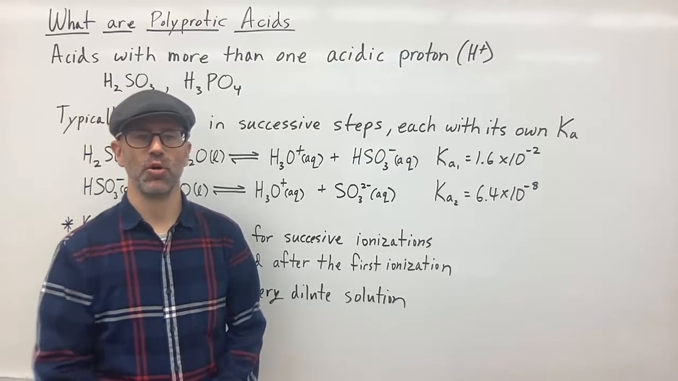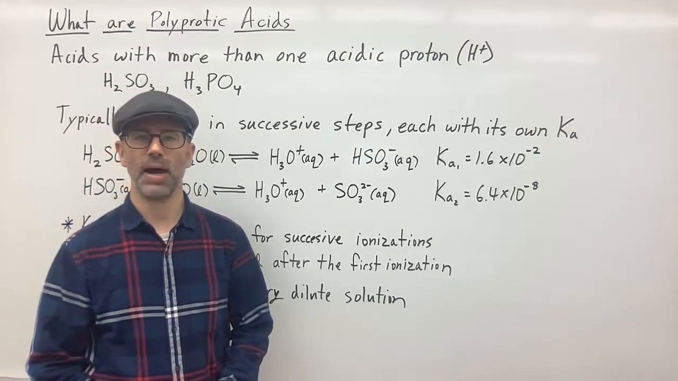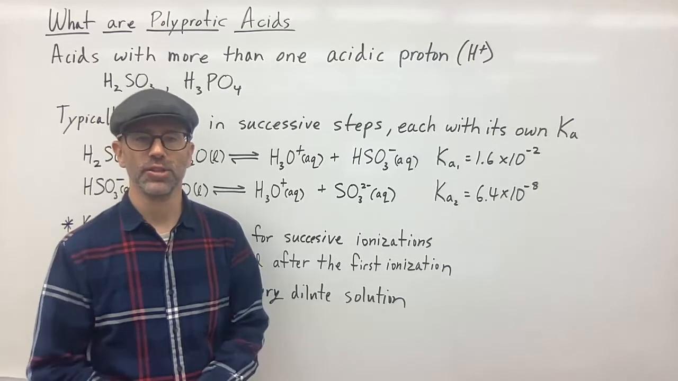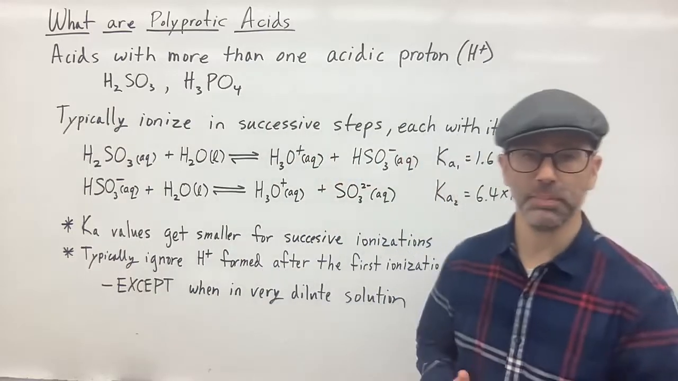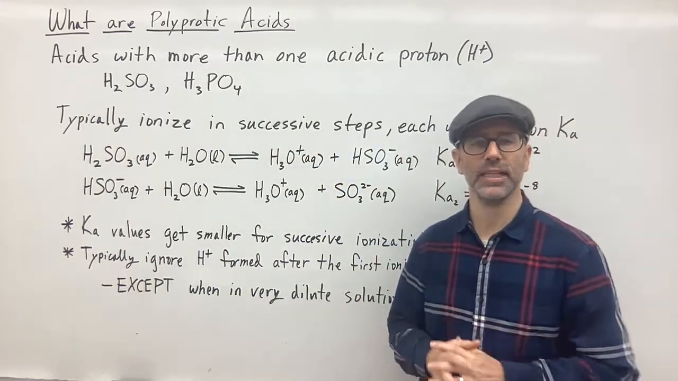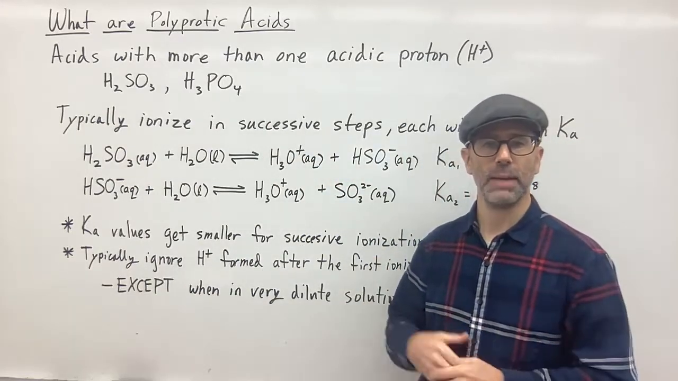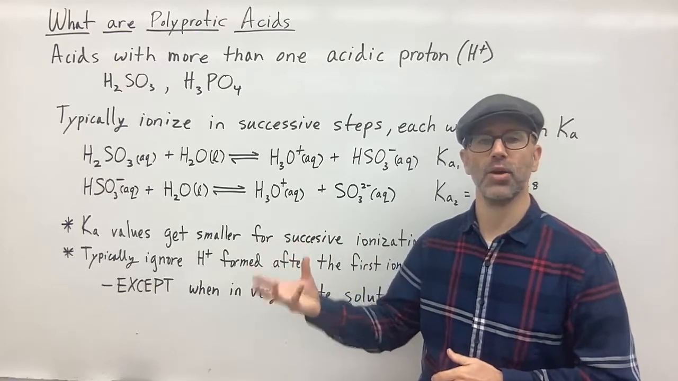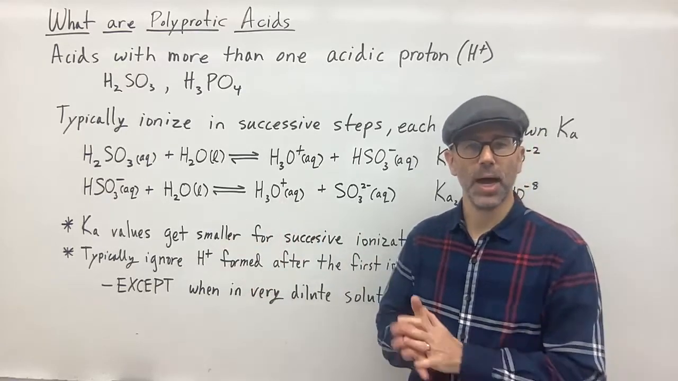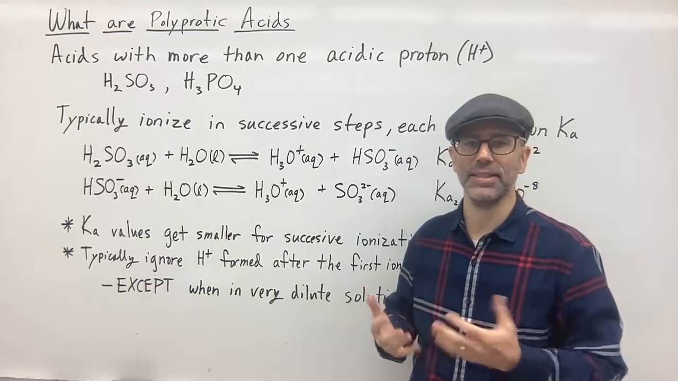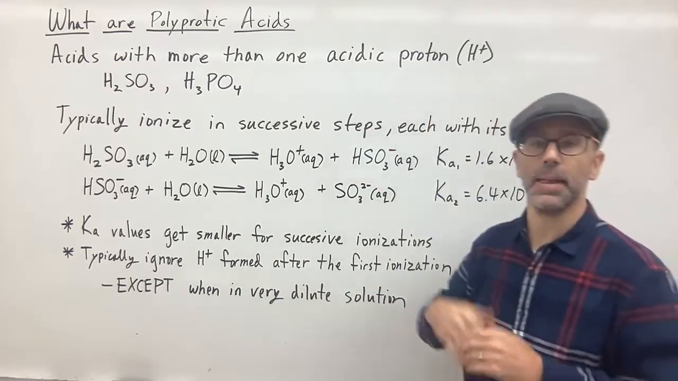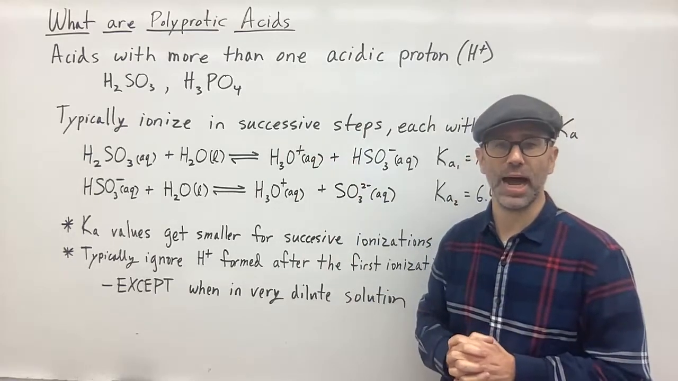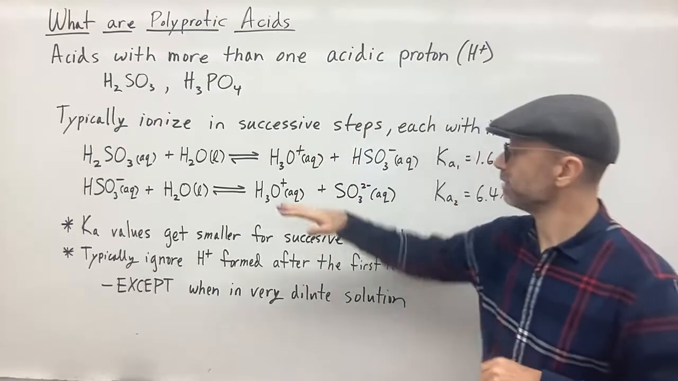My name is Mr. Koval, and in this video we're going to talk about polyprotic acids. So let's get into this. What is a polyprotic acid? A polyprotic acid, as the name indicates, poly meaning many and protic referring to proton or H plus. So a polyprotic acid is an acid that has more than one acidic proton or H plus that can be successively ionized. So here we have a couple of examples.